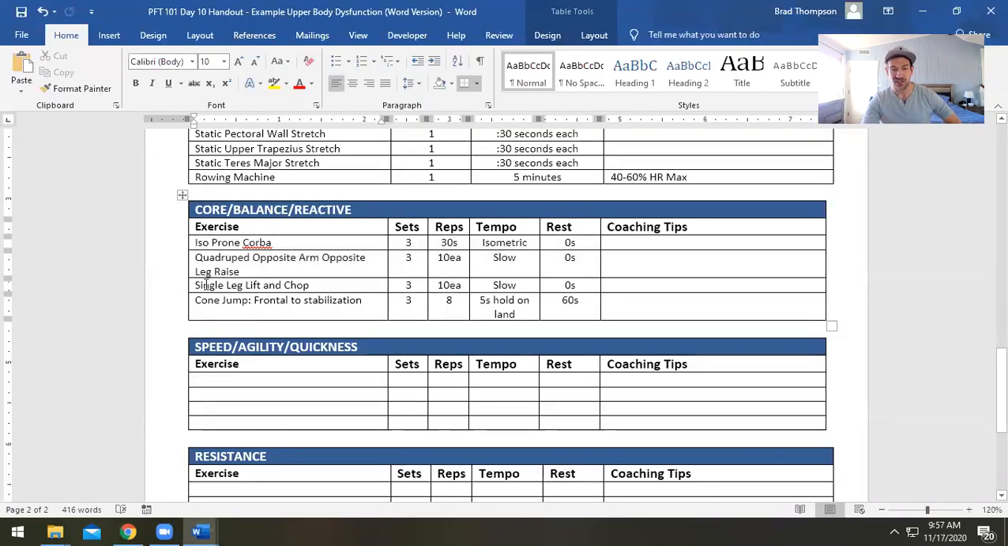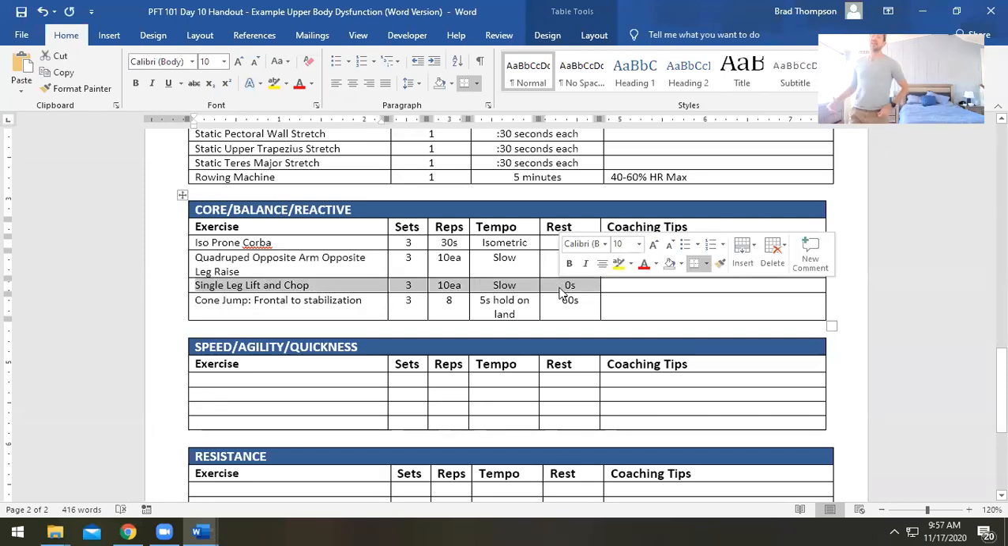For our balance exercise, we decided to do the single leg lift and chop. So again, that's the one from, I think we did the one yesterday. So you're going to stand on one leg, and again, they're focusing on lifting those arms. That way they're stretching out their lats, they're learning how to activate those muscles that will get those arms up overhead. And then we did a cone jump frontal to stabilization. So they're going to jump over a cone and stabilize. That's not really doing much for their shoulders.